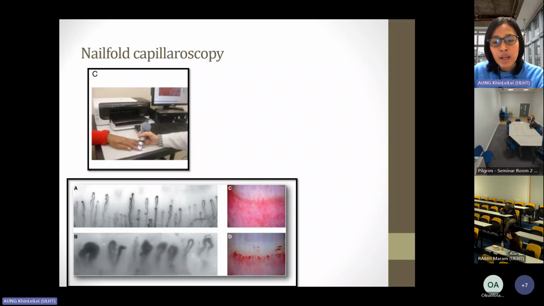This is the nailfold capillaroscopy. We will do it if the patient has Raynaud's phenomenon, and we suspect the patient might have systemic sclerosis. So these are the normal nailfolds. It is a very parallel hairpin appearance. These are the features found in patients with systemic sclerosis. You can see megacapillary, giant capillaries.